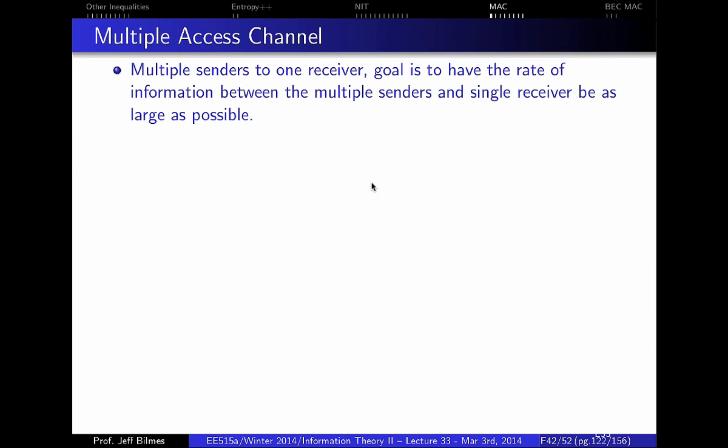Okay, so let's talk about the multiple access channel. And here, this is one special case of the network information theory for which we're already going to see that putting a bound on the sum of rates is not sufficient to characterize the achievable region. So we've got multiple senders, one receiver, and the goal is to have the rate of information between these multiple senders and single receiver be as large as possible.